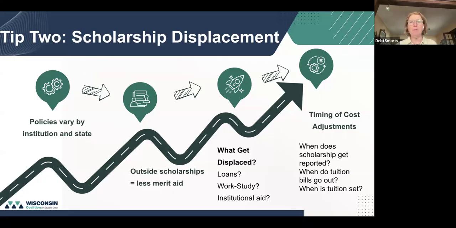And then the other important thing to be aware of is the timing of when that cost adjustment happens. As a student, you may get that scholarship in the spring of your senior year. You may get those actual funds sent to the college right before your first fall tuition bill is due. And so all of those last minute adjustments can really affect what you're expecting to pay.